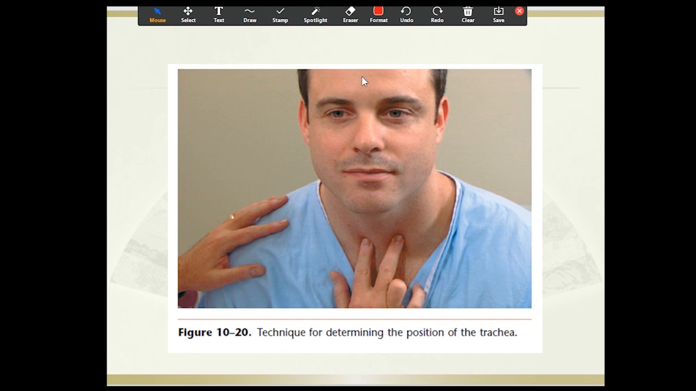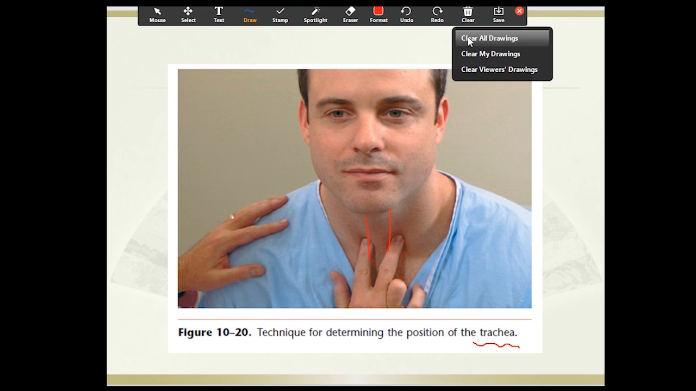We also palpate from the frontal, anterior side. We palpate to locate the trachea. The trachea should be in the center. We use two fingers placed on both sides of the trachea and look at whether it is located in the center. So that's how we check the trachea.